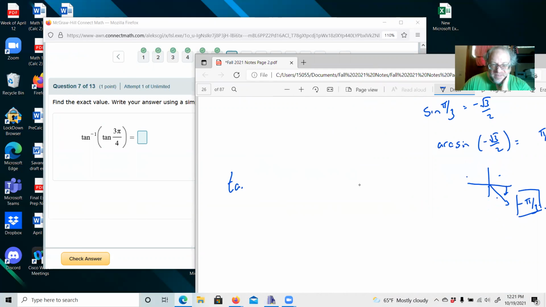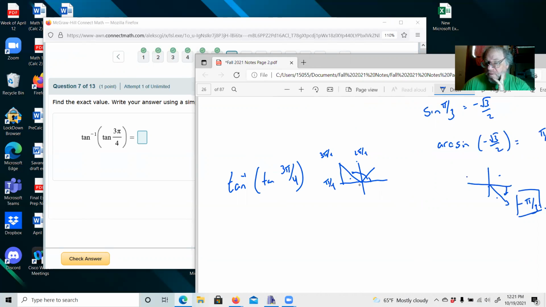Okay, so we have tangent inverse of tangent of 3 pi over 4. Where is 3 pi over 4? It's here, right? We have 1 pi over 4, 2 pi over 4, it's pi over 2, and then this is 3 pi over 4. What's the reference angle? We have to go down one more, so that's going to be pi over 4. So what's the tangent of pi over 4? Tangent of pi over 4 is 1. But where is it? It's in the second quadrant. So it's actually tangent 3 pi over 4 is equal to negative 1.